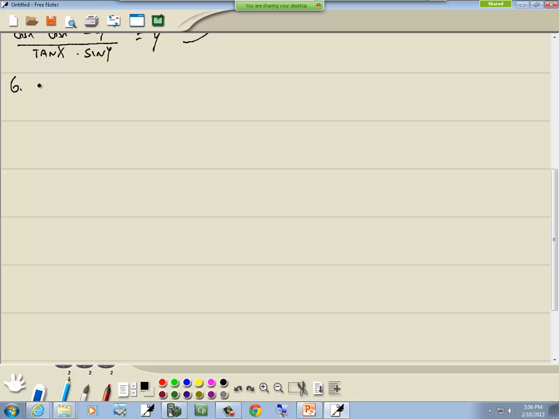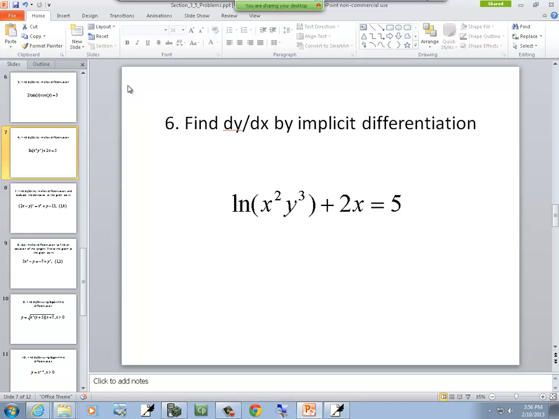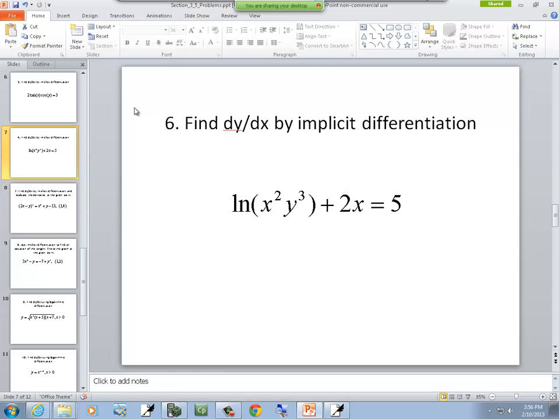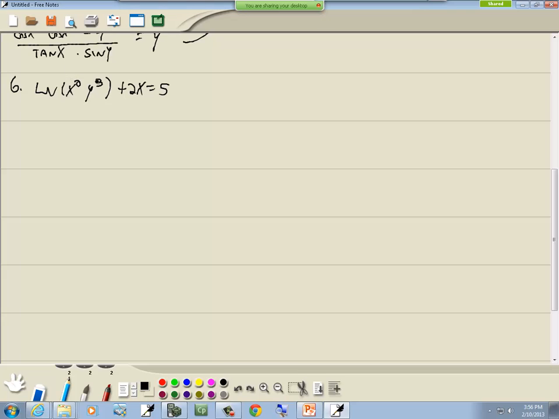So we've got natural log of x squared y to the third plus 2x equals 5. Now the derivative of a natural log is 1 over whatever's inside your parentheses times the derivative of what's inside your parentheses. Well, the derivative of this would be the product rule. It wouldn't be horrible, but there's an easier way. Now here we have log of something times something.